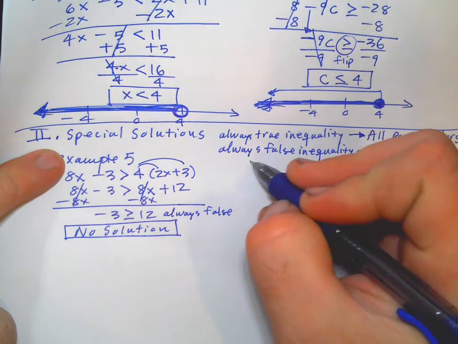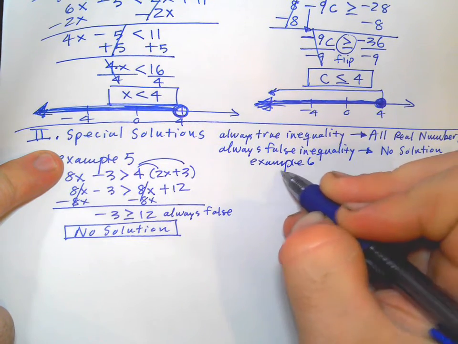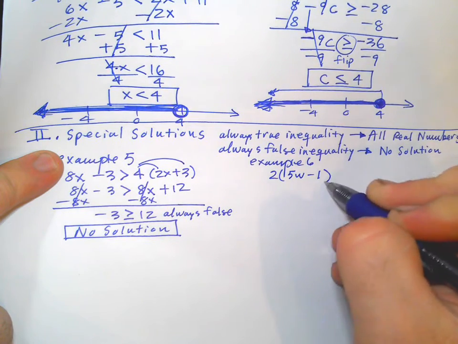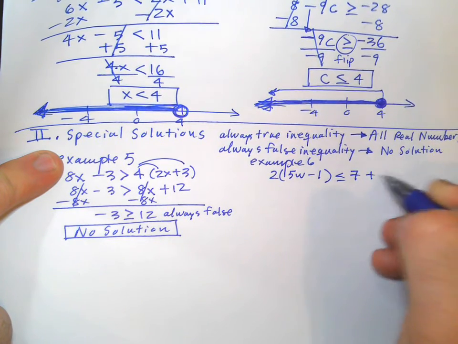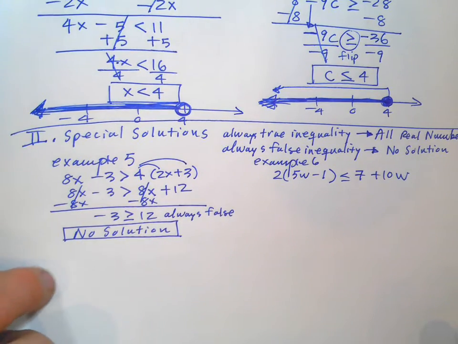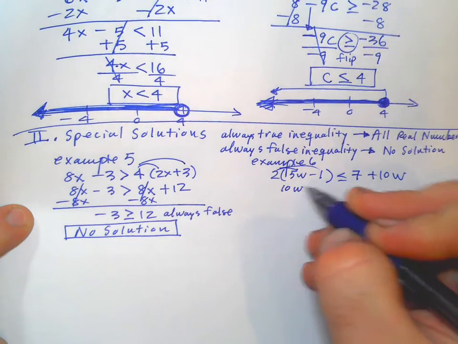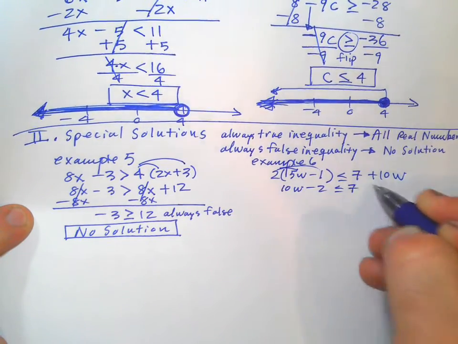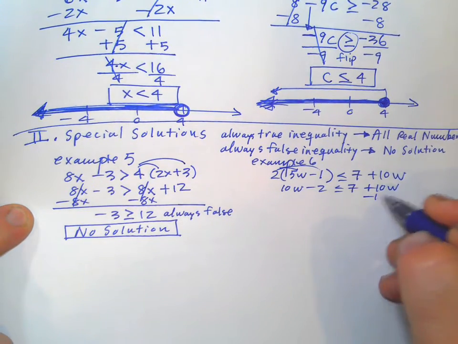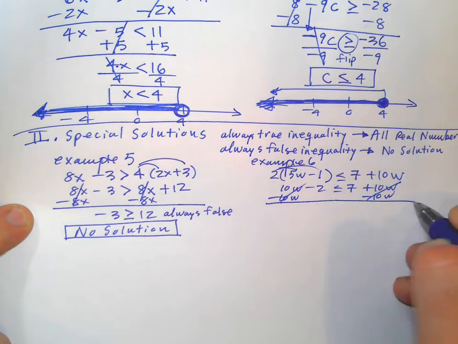All right, let's do another one. Example 6. 2 parentheses 5w minus 1 less than or equal to 7 plus 10w. Okay, so write that down. So we want to distribute first. 10w minus 2. And then we're like, well, let's get all the w's together on the same side. So I'm going to get rid of them over here. Whatever you do to one side, you've got to do the other. And oh my goodness, they're all gone.